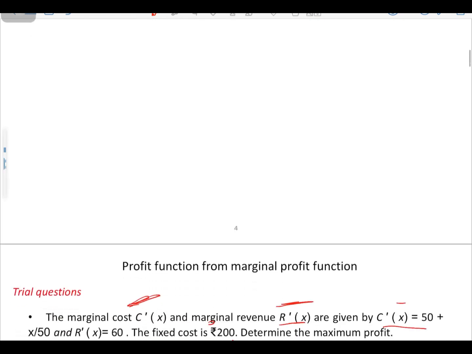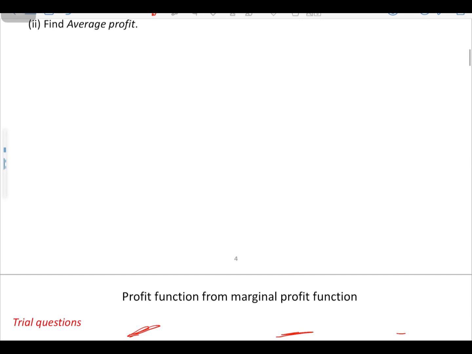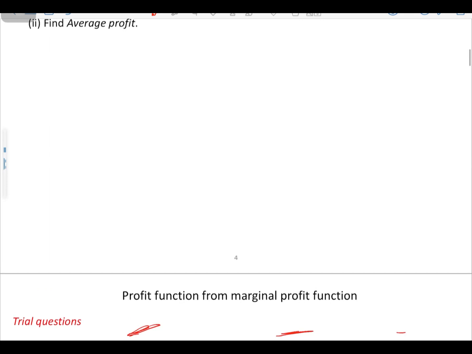Before I allow you to solve these trial questions, I would like to emphasize how you can find the profit or marginal profits from the revenue function and the cost function, right? So based on that, let's look at something here.